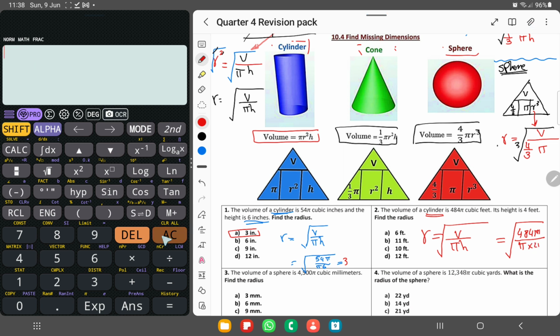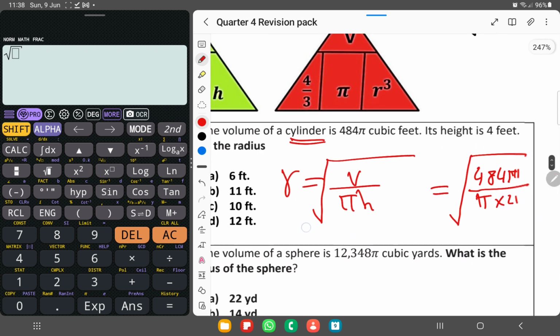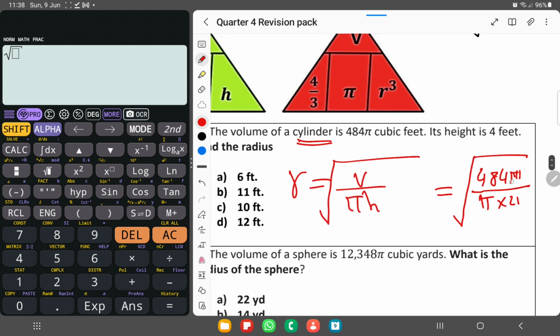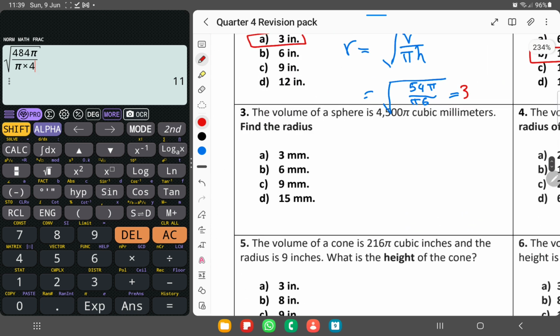So now on the calculator, square root, fraction 484 pi over pi times h, where the height here is 4, which is pi times 4. So the answer is 11 feet. Very good. And here we went to the sphere.